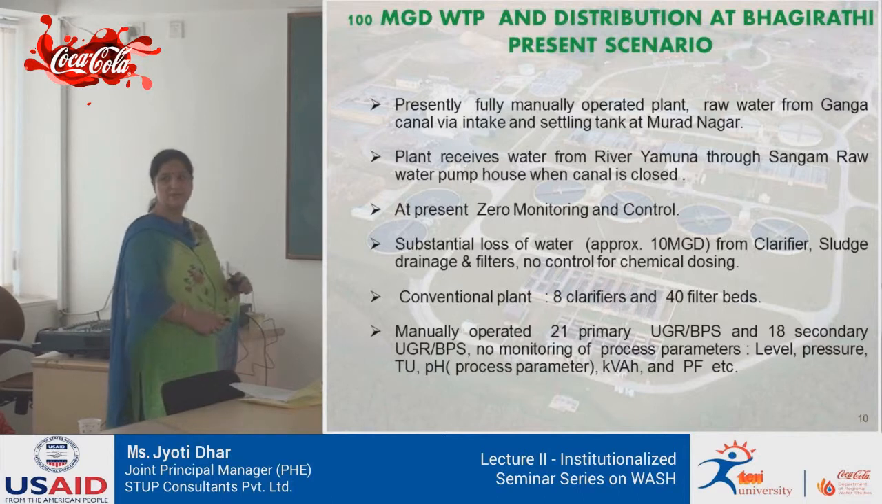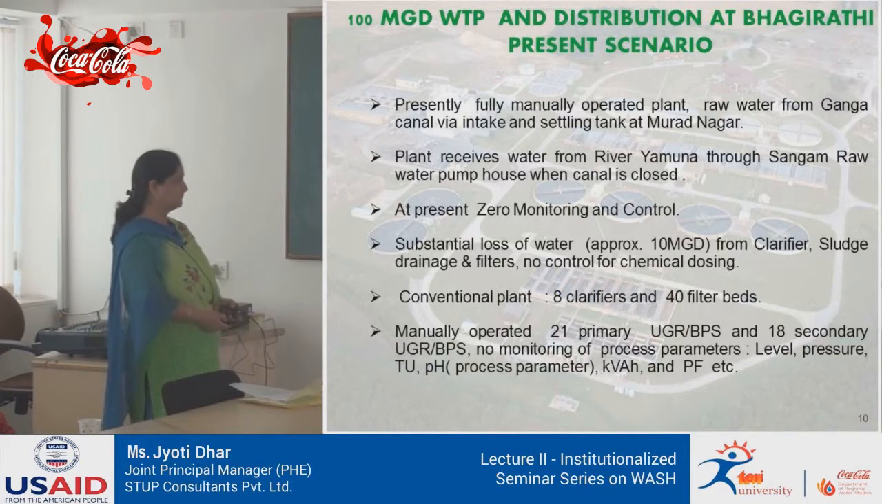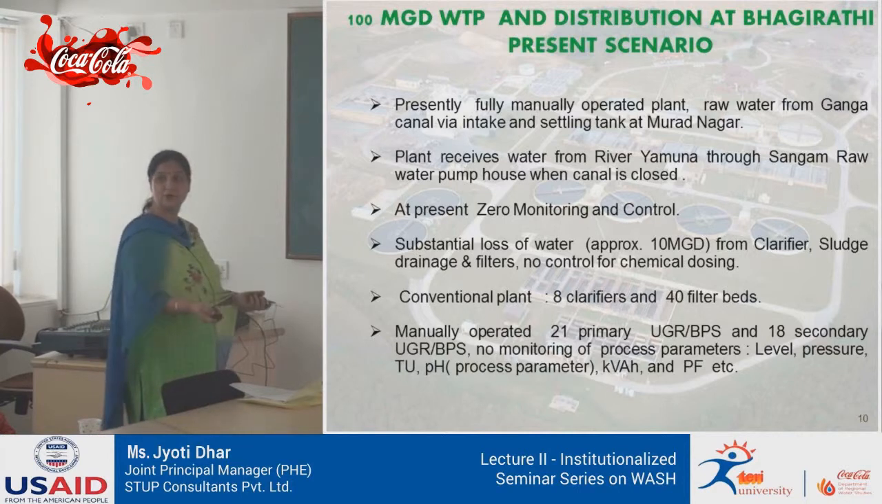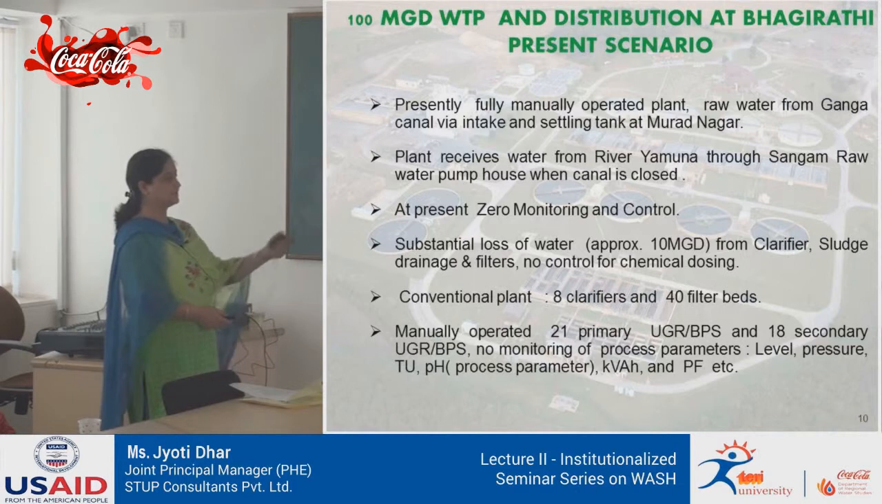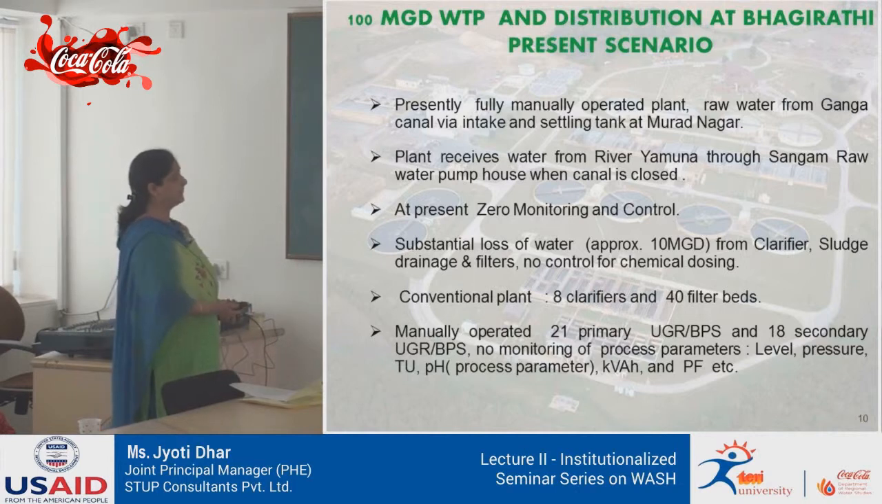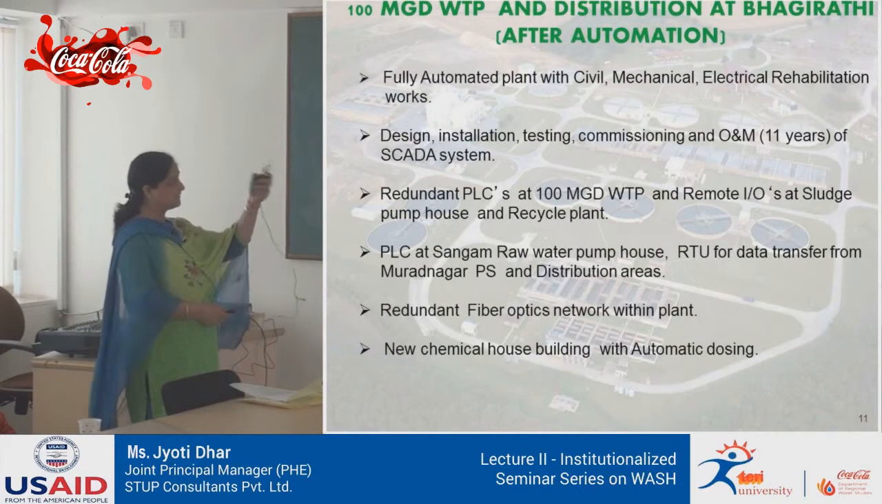These filters don't have a filter backwashing system, you don't have PLC control, you don't have SCADA control there. It's manually operated. You have UGRs, that is underground reservoirs, and booster pumping stations, and the data of those are not being communicated to any central control room, because you don't have the communication system installed there. Now, what is after automation?